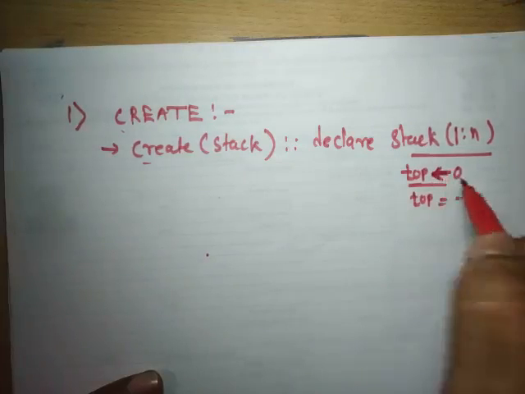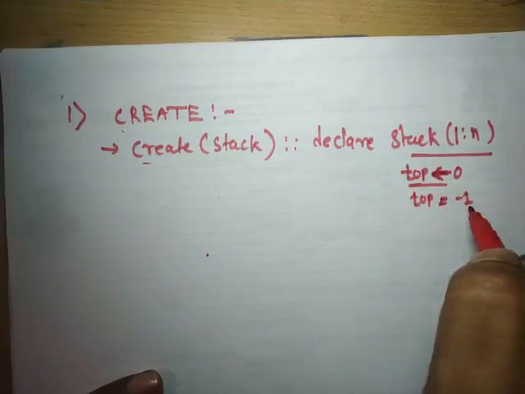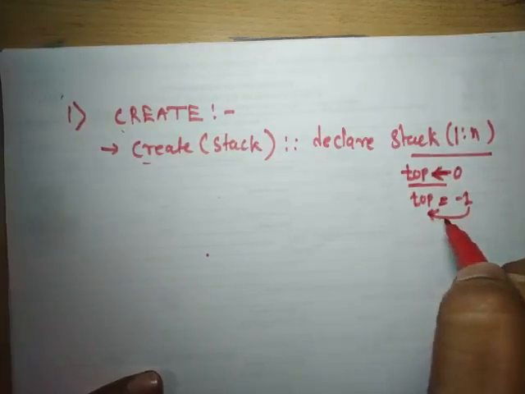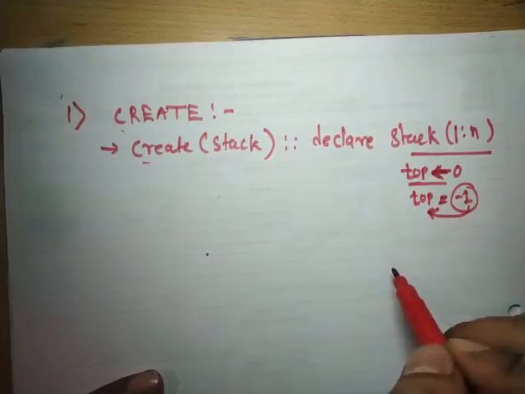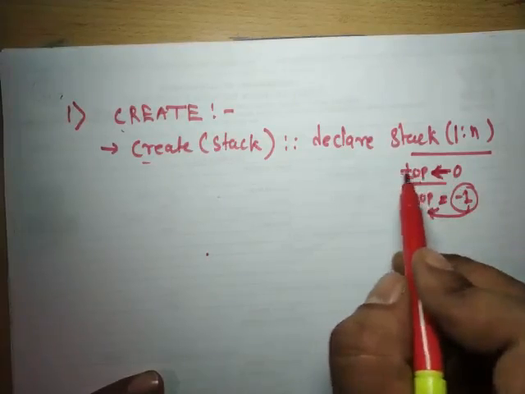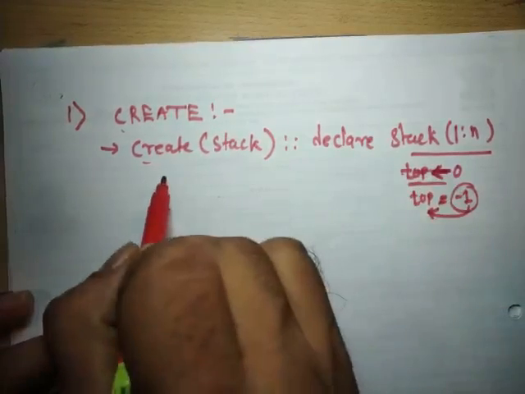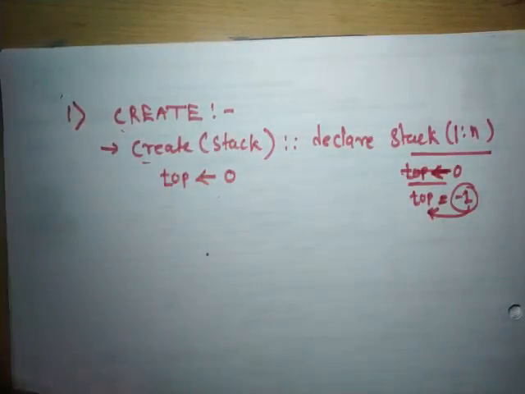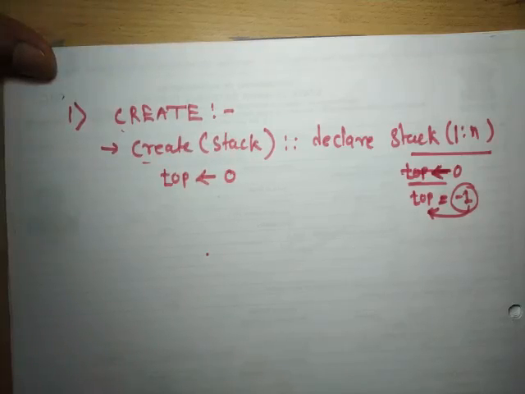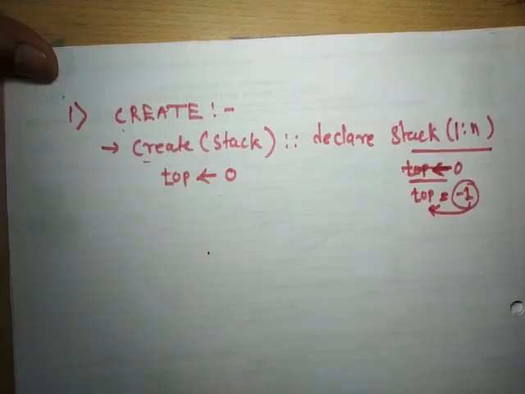This arrow sign means equal to. So we initialize top to -1 index location in the implementation phase. But as it is an algorithm, we initialize top is equal to 0. So the create operation builds a new empty stack of size n with the top pointer initialized to 0.